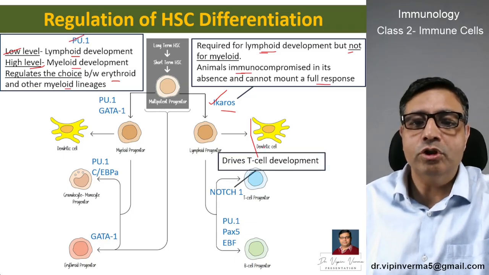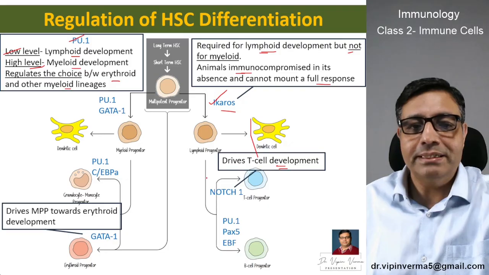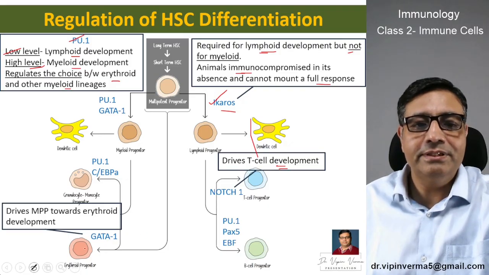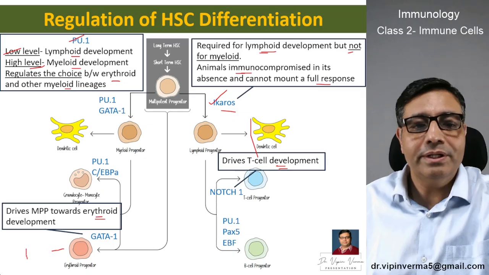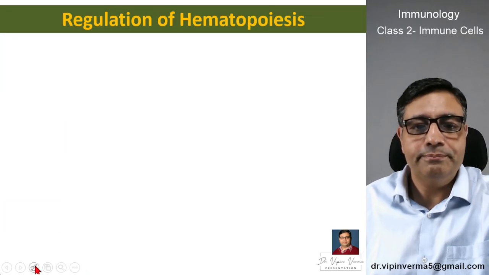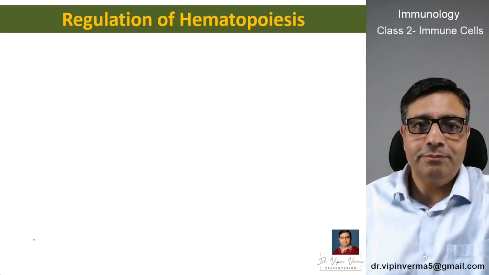Now, if you see Notch1, Notch1 drives T cell development. It is important for T cell development. And GATA1 drives the multipotent progenitors toward erythroid development, and it forms the RBCs further. Okay, so it forms RBCs, right? So here you saw some regulatory aspects.